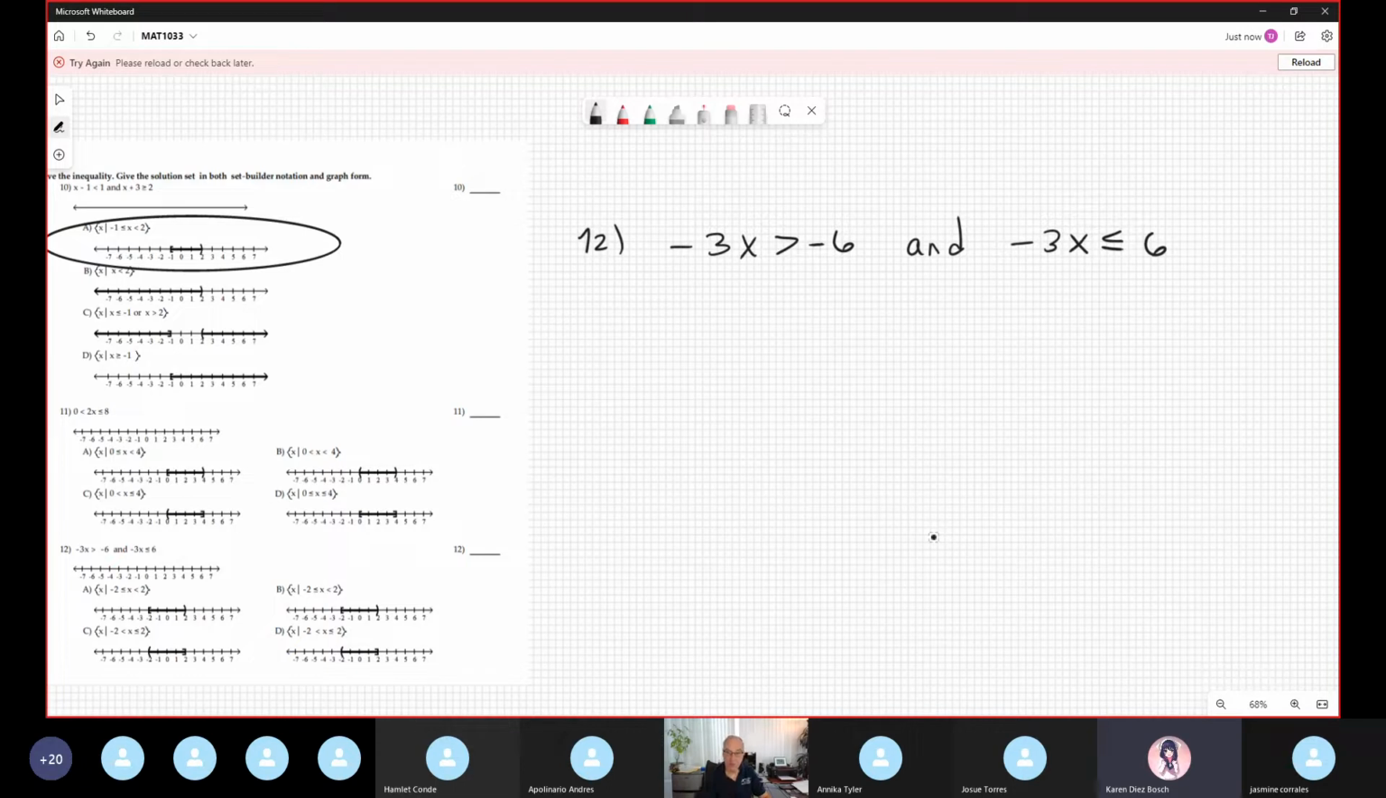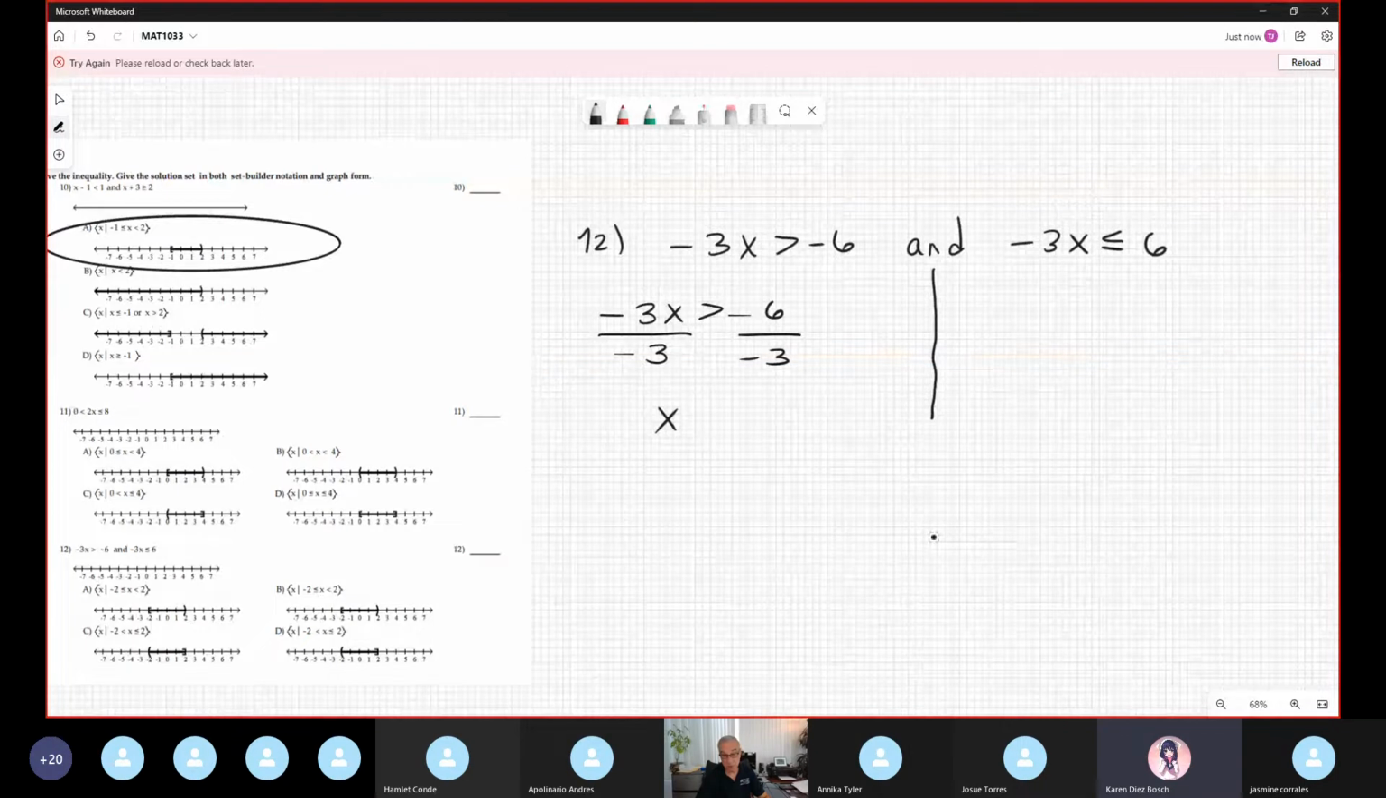Remember, separate in two problems. I copy again. Minus 3x greater than minus 6. Okay, divide by negative 3 because my goal is to solve for x. So x alone, minus 3 divided by minus 3 is 1, positive of course. But remember, when you divide any inequality by a negative number or multiply, the sign of the inequality must be reversed. And negative 6 divided by negative 3 is positive. That is my first piece.